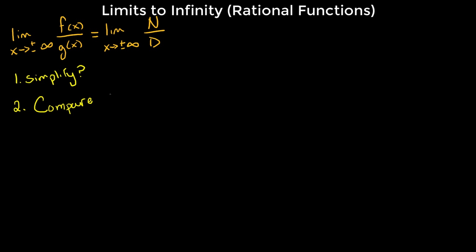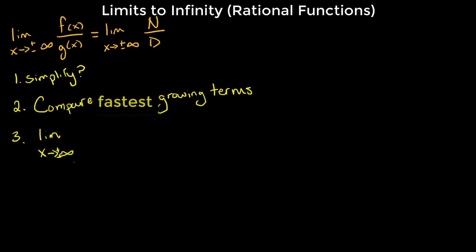So compare the highest growing terms in both the numerator and the denominator. Step 3, we're going to rewrite that limit as the limit as x approaches infinity, or plus or minus infinity of, we're going to just get the highest term in the numerator, or the fastest growing term in the numerator, over the fastest growing term of the denominator. And I'll just use f. So the fastest growing term in the numerator over the fastest growing term in the denominator.